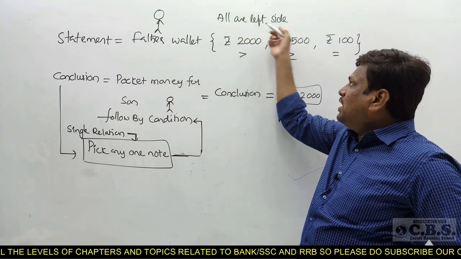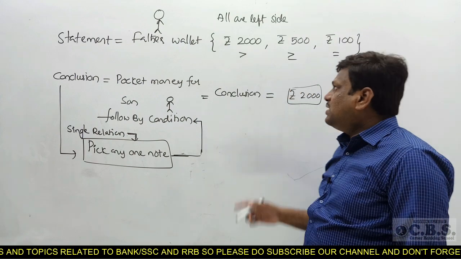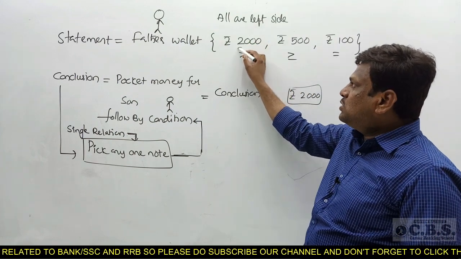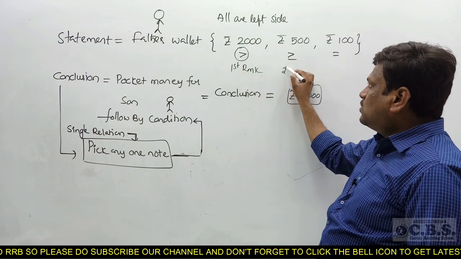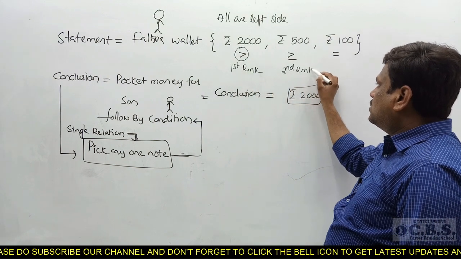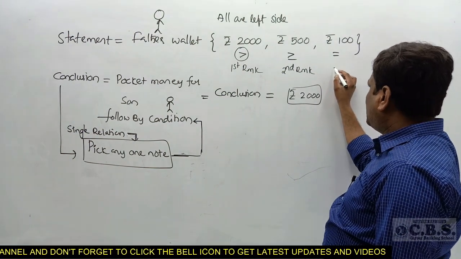If all are left side, a son trying to pick one note, definitely picks which note? 2000, nothing but the first rank. What is the first rank? More than. What is the second rank? More than or equal to. Third rank? Equal to. Okay, so nothing but what?